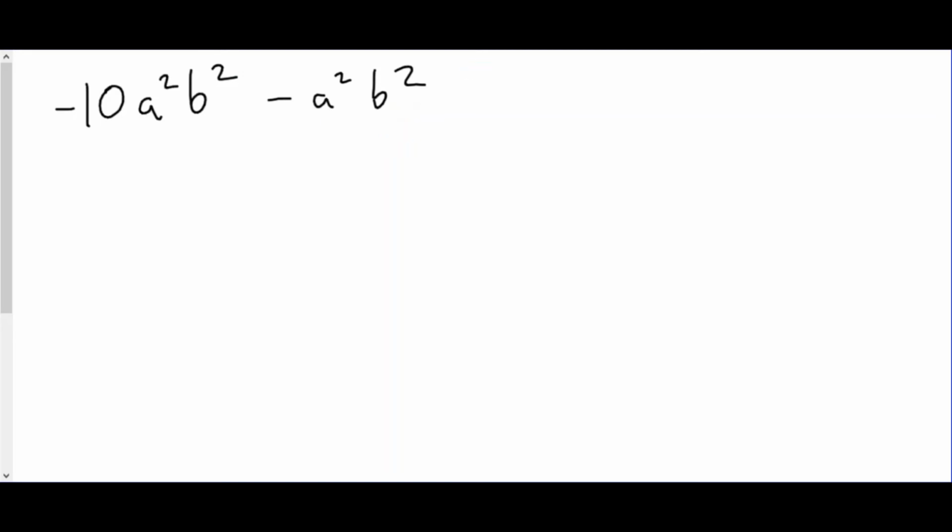But I do want to ask myself, are these like terms? Can I combine them? So I have negative 10 a squared b squared minus a squared b squared. So if I look at the variable parts, a squared b squared, a squared b squared. They are in fact the same, so these are like terms. I have negative 10 a squared b squareds minus another a squared b squared. Again, that's an invisible exponent of 1. So negative 10 of these things minus one more of them is a total of negative 11 a squared b squareds.